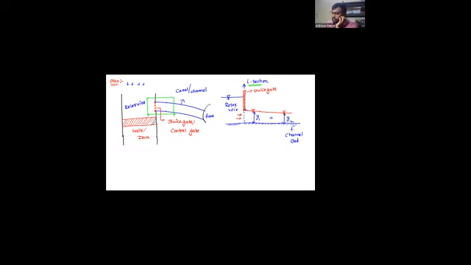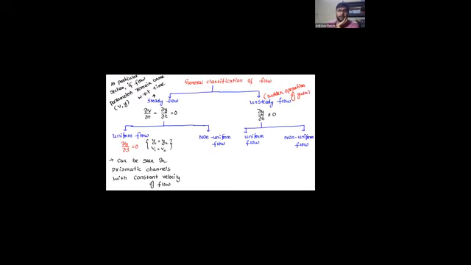Okay. So now point number 1. Where do you see the uniform flow? It can be seen in the prismatic channels with a constant velocity of flow. With a constant velocity of flow. Keep that in your mind. That's going to be with the constant velocity of the flow.